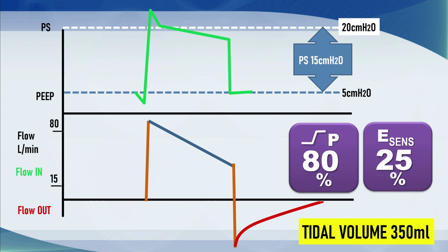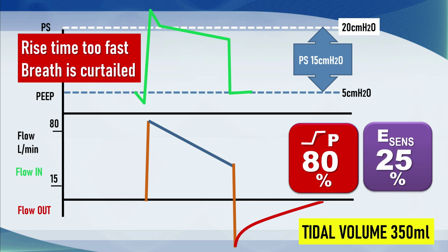And pay attention to the rise time. It's set at 80%. And this is just too fast for the patient. And the airway is overpressurizing, and the breath is cycling to expiration too quickly. So this is too fast a rise time for this patient.